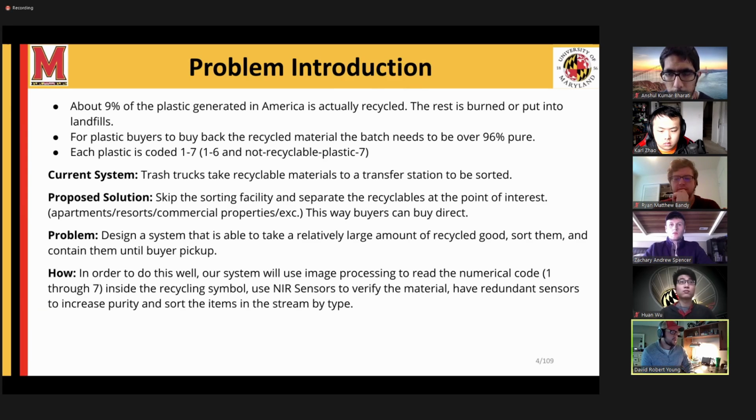After doing research and talking to various startup companies, we concluded that in order for the plastic buyers to buy back the recycled material, the batch needs to be over 96% pure. Sorting by type would allow a greater fraction of the waste stream to be reused. The challenges are that the items in the stream are different size, color, and shape. Our problem is to design a recycling machine that uses a combination of NIR detection and image processing to increase batch purity that can be used in large metropolitan areas.